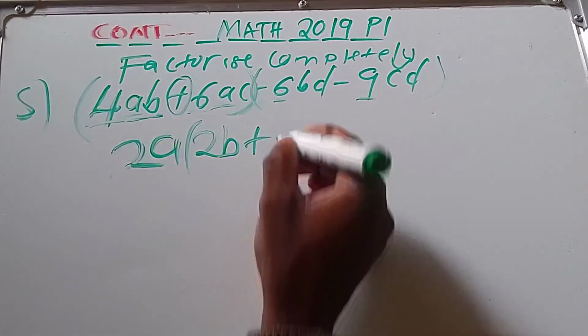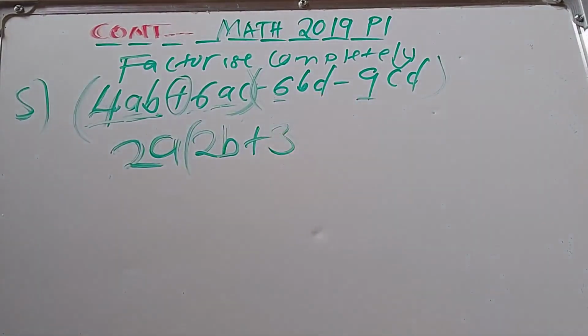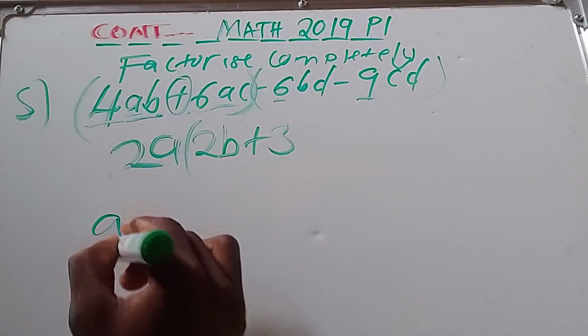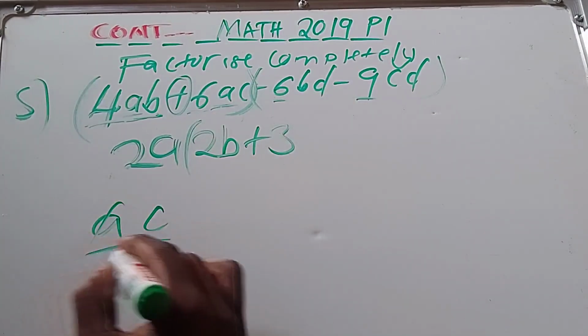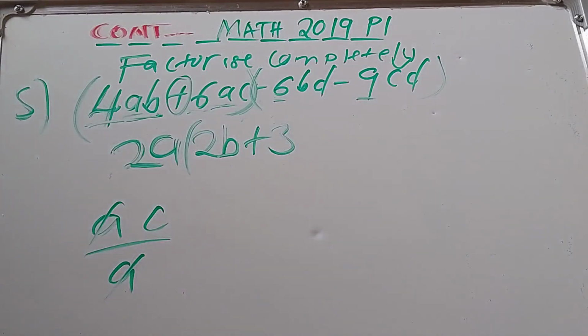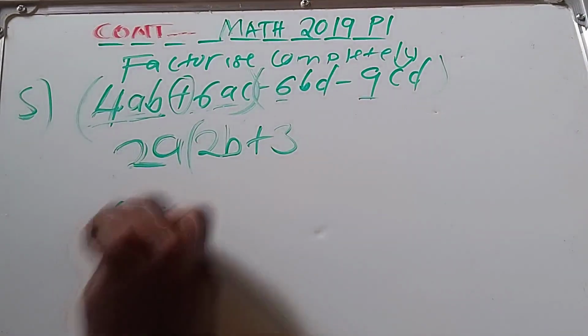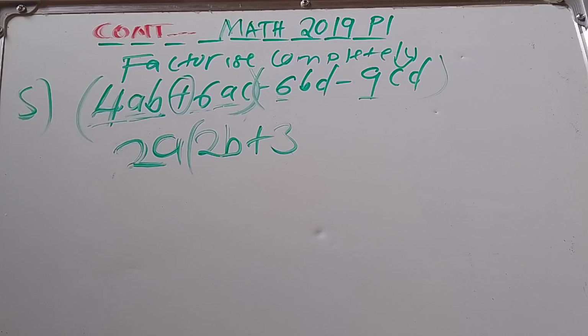So 6 divided by 2, the answer is what? The answer is 3. Then AC divided by A. This one is going to cancel with this one. Very simple. So that is how we do it. It is very, very simple. I want you to understand these concepts because I know that if you get these concepts, it will be very easy for you to actually handle questions like this one.